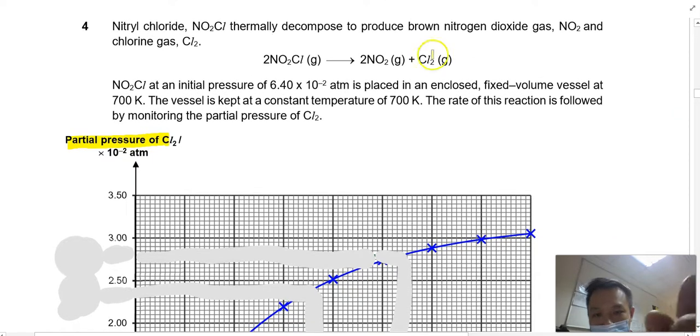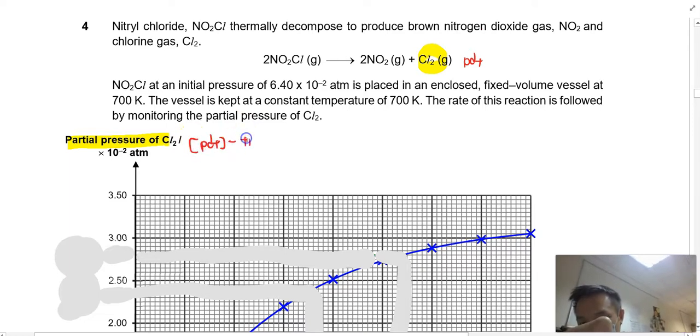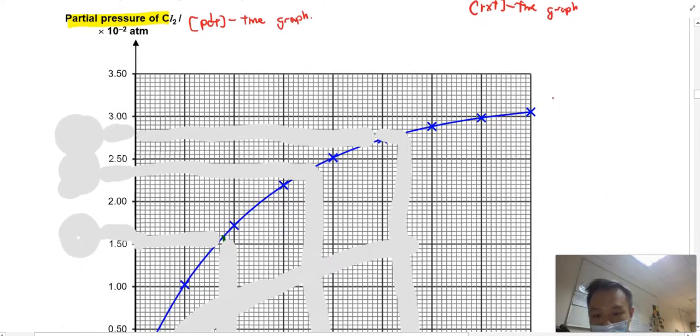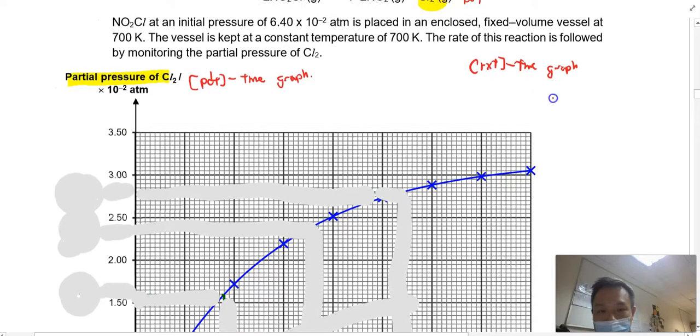Now, if you notice in this context, Cl2 is a product. So this is the first time we see a product time graph, whereas in question 2 and 3, what you saw was a reactant time graph. The main difference is that the concentration of products will increase with time, and that's why you see an upward sloping curve, compared to a reactant time graph which will decrease with time. Alright, because reactants are consumed and products are formed.